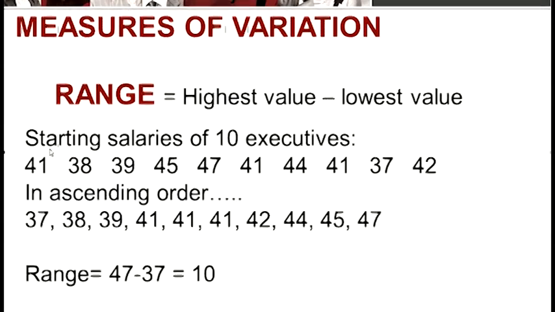So looking at another example, starting salaries of 10 executives, in thousands, we have 41, 38, 39, 45, and so on. Putting that into order, our lowest value is 37, our highest is 47, and so the range is simply 47 minus 37, which would be 10. So the range is simply how far it is spread, the highest value minus the lowest value.